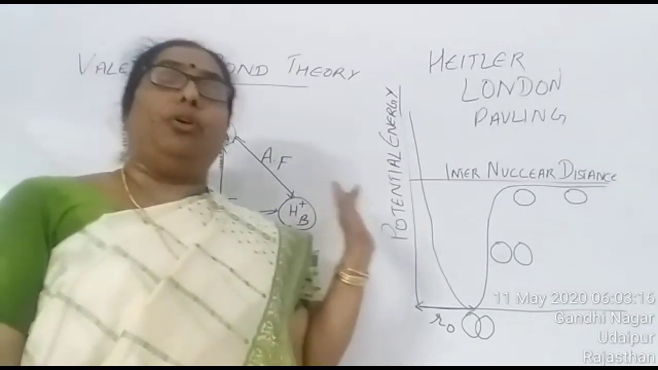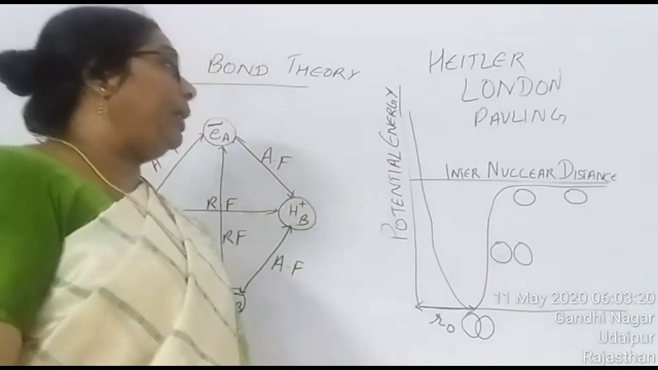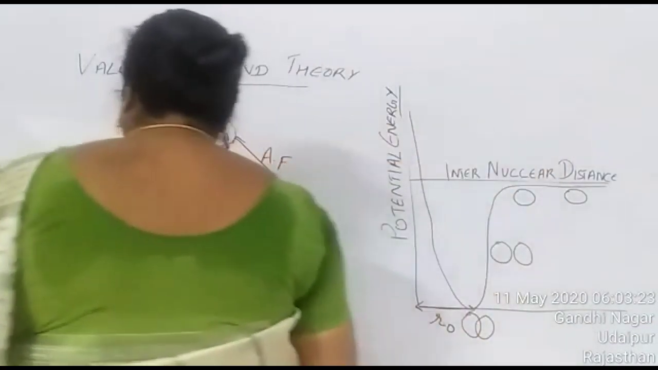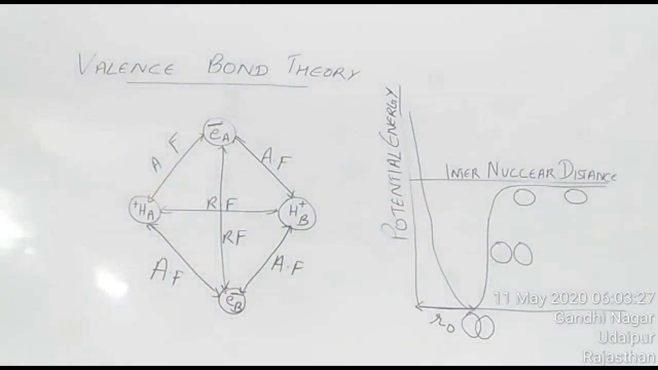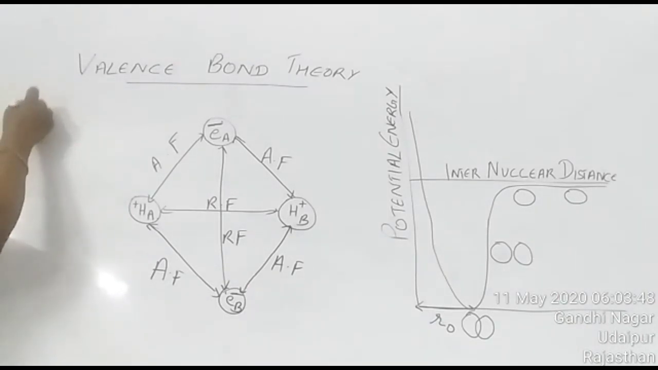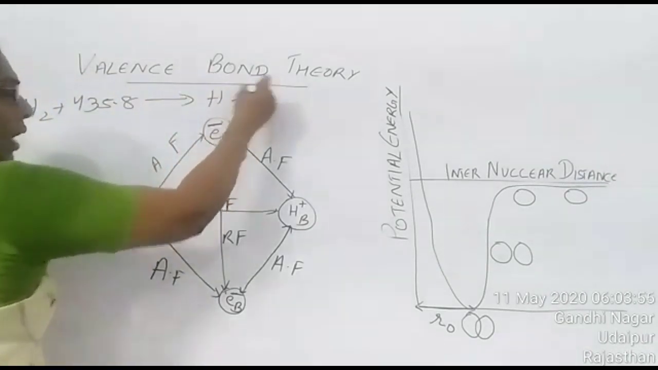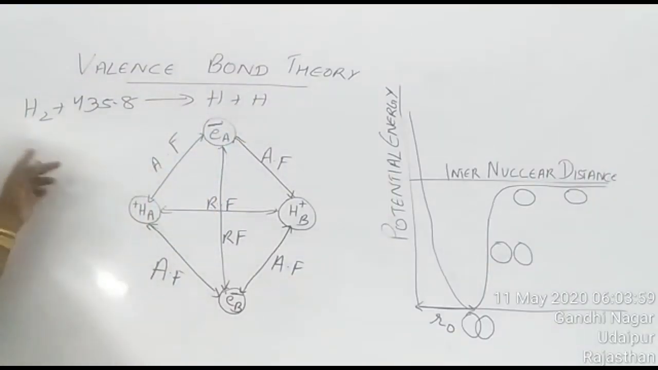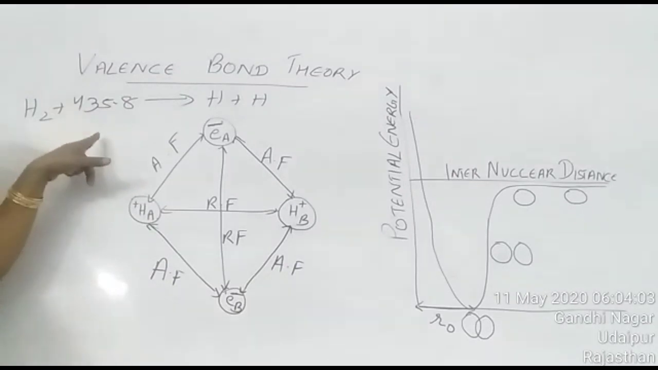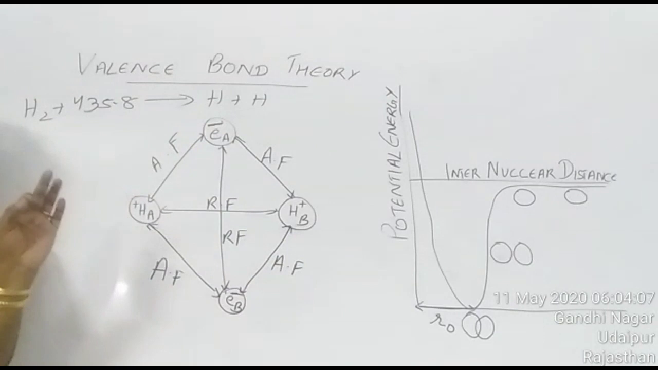In order to explain this valence bond theory, first let us see the formation of the hydrogen molecule. Okay, children, if you consider this hydrogen molecule, it needs 435.8 kilojoules of energy to get decomposed into 2 hydrogen atoms. That means 1 mole of hydrogen needs 435.8 kilojoules of energy to get converted to hydrogen atoms.